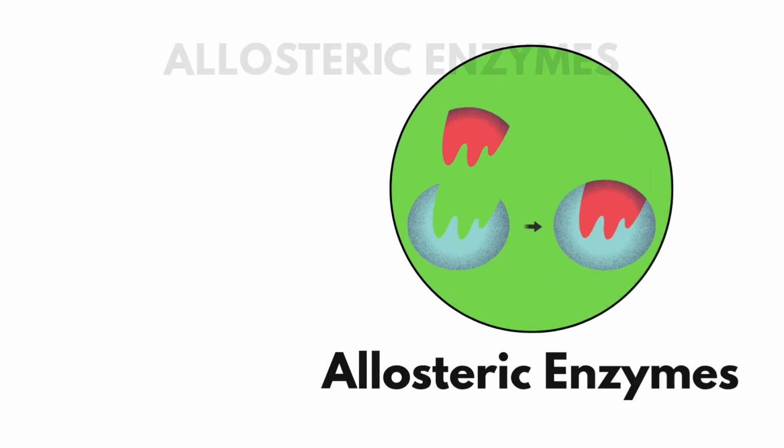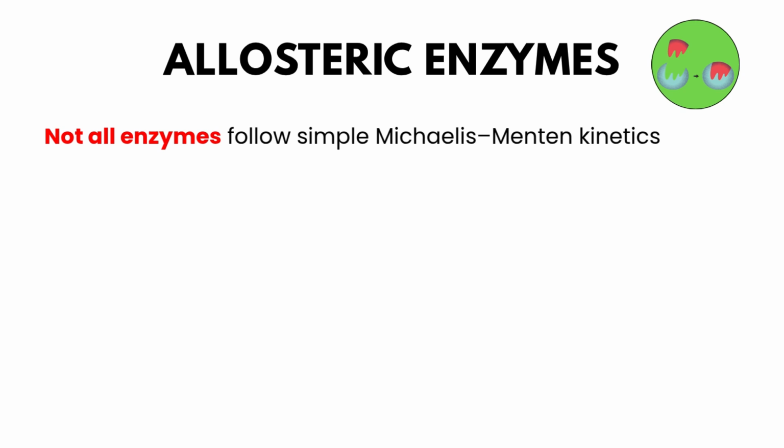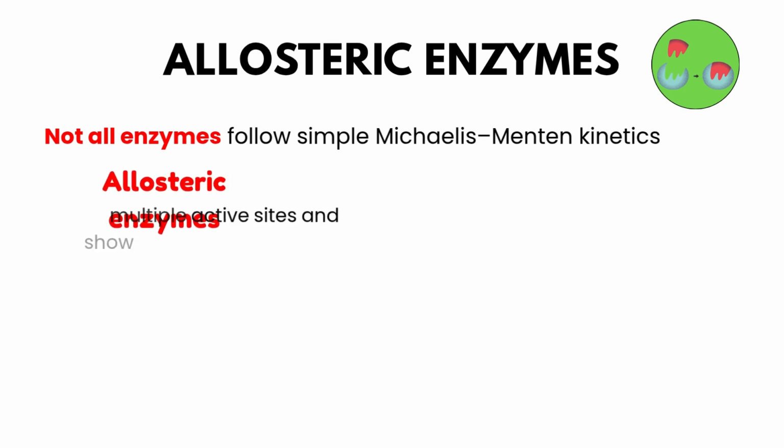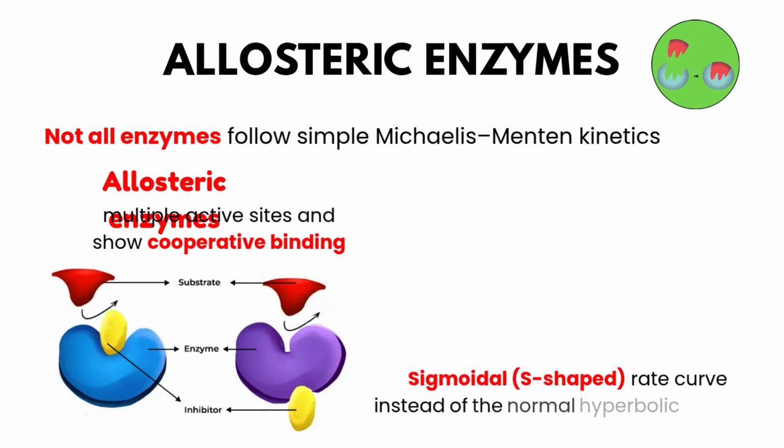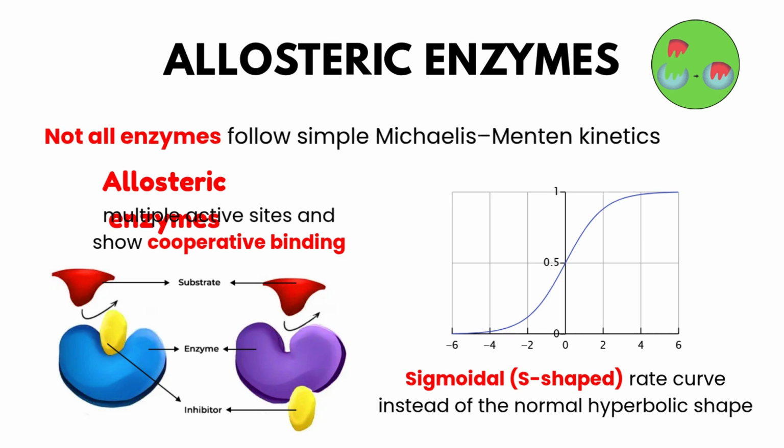Allosteric enzymes. Not all enzymes follow simple Michaelis-Menten kinetics. Allosteric enzymes have multiple active sites and show cooperative binding, meaning when one substrate binds, it makes it easier for others to bind. This gives them a sigmoidal S-shaped rate curve instead of the normal hyperbolic shape. You'll see this a lot in regulation, like hemoglobin, which isn't an enzyme but is a classic cooperative protein.